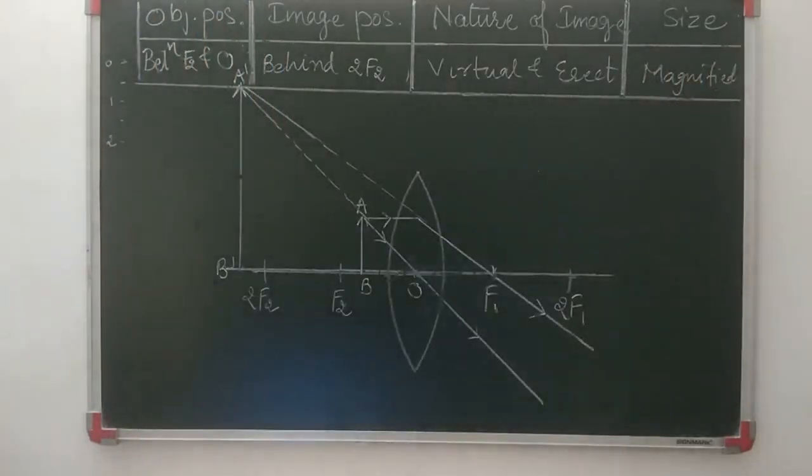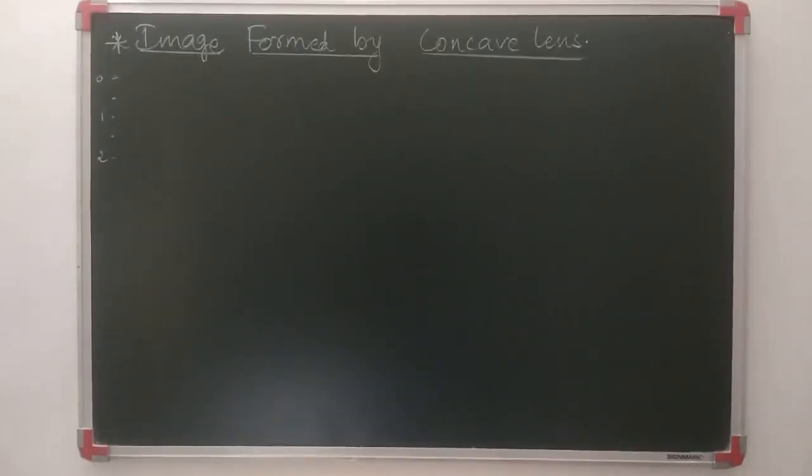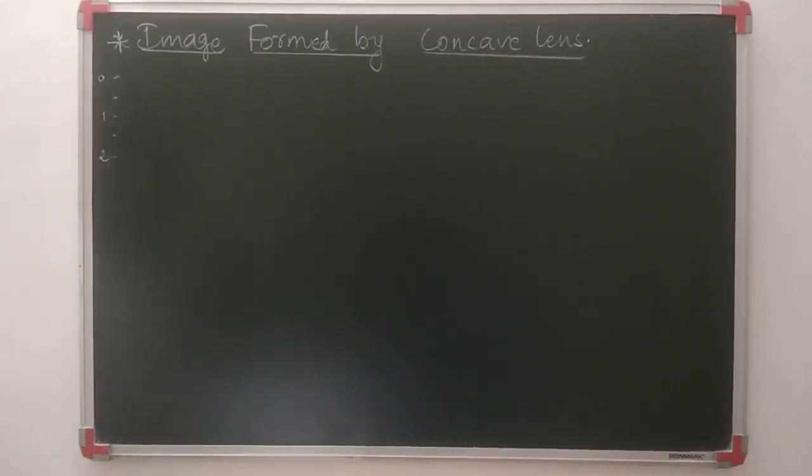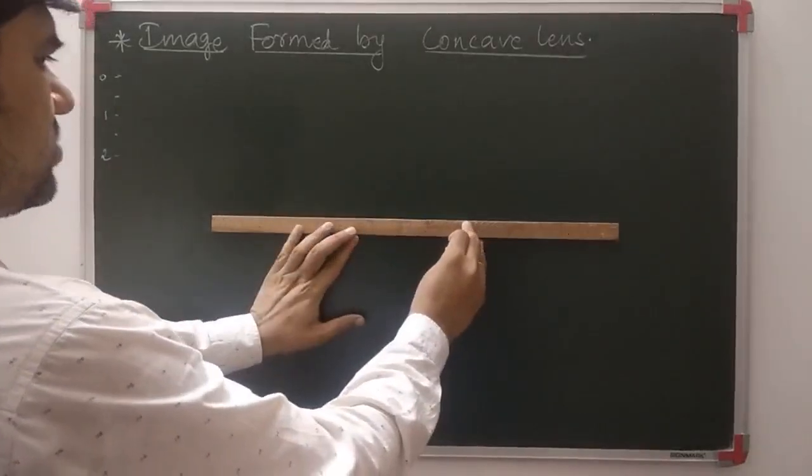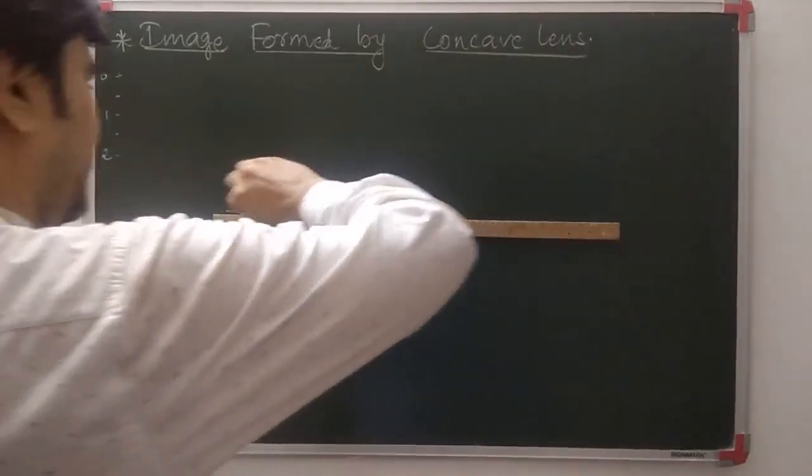So now this is the important diagram, and all the 6 diagrams are for the convex lens. Let's learn the conditions and the image formed by the concave lens. Before that, let's learn how to form the concave lens. It is almost the same as we discussed earlier.